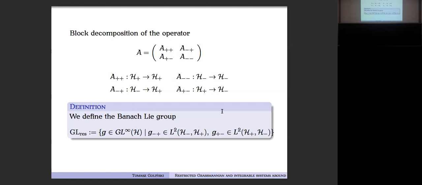Okay, so in order to work with this Grassmannian one usually also considers its structural groups, and the main group is the restricted GL group, which is defined as all invertible operators on a Hilbert space, such that the blocks off the diagonal of this element are Hilbert-Schmidt, and those should be Fredholm. But the condition that they are Fredholm is automatic from the fact that the operator is invertible.